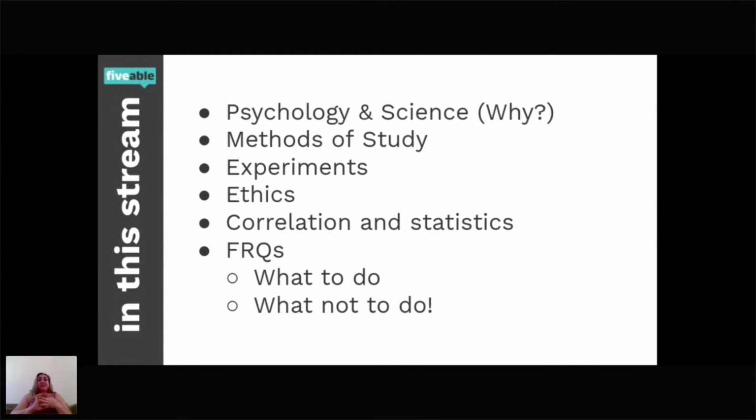We're also going to go over the different types of methods of studies, and how ethics can affect your experiment. We're going to talk a little bit about correlation. What is the difference between correlation and experiment? Statistics and how it relates to psych. And then we're going to go over FRQ do's and don'ts.